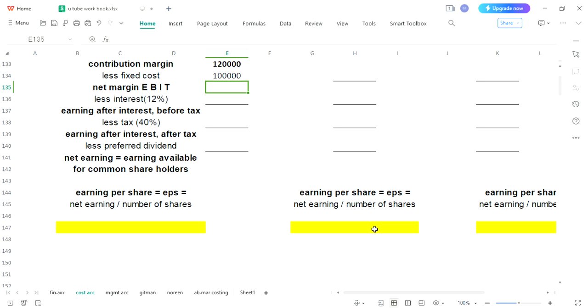Here, net margin or earning before interest and tax can be calculated by subtracting fixed cost from contribution margin, and over here our contribution margin is 120,000. You will subtract fixed costs. So in this way we have got earning before interest and tax.